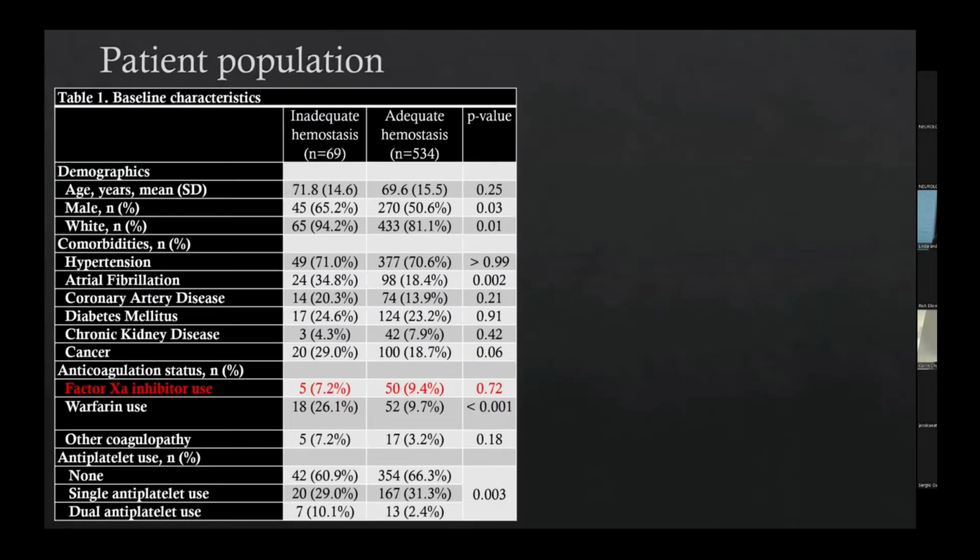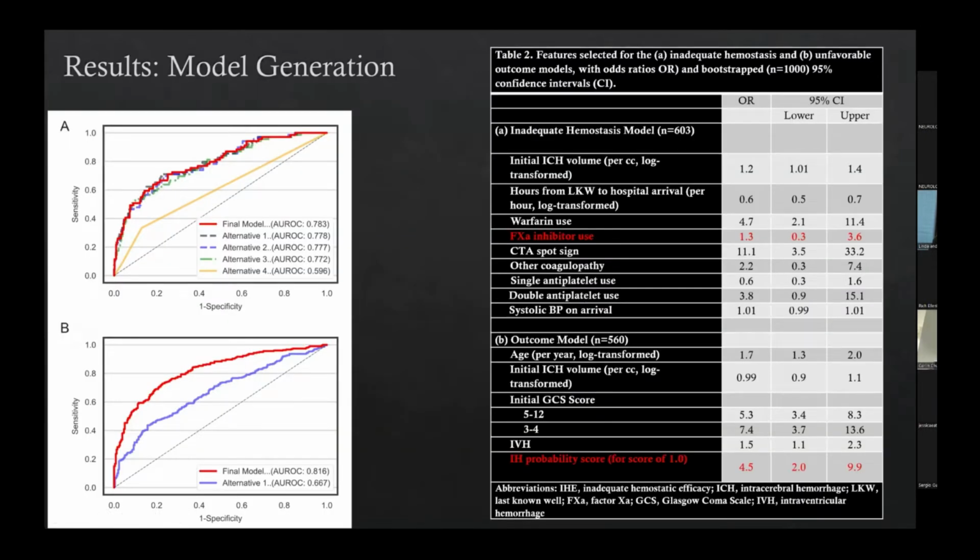And so this is our table 1 of our patients. And you can see about 10% of them use factor Xa inhibitors. And these are the two models. And you can see that both of them had relatively high areas under the curve. And I don't think that's particularly surprising, given that we used established predictors for both bleed expansion and for outcomes. You can see that the outcome model is very similar to the ICH score, except it uses bleed expansion probability as one of the inputs into the outcome model. And you can see factor Xa inhibitor use as part of the bleed expansion model.